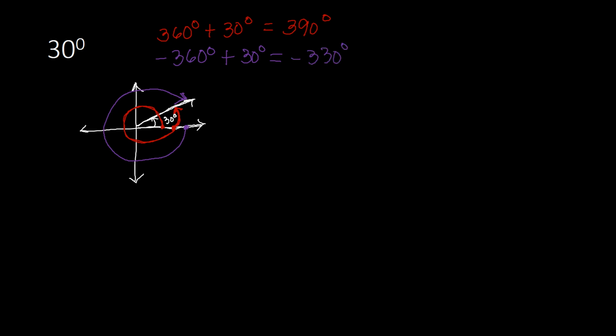Or, if you like, you can take this 30 degrees and continuously add 360 degrees to get coterminal angles with respect to the 30 degrees. Continuously subtracting 360 degrees from 30 degrees also creates coterminal angles in the opposite direction. So that is how you get your coterminal angle for a particular angle.